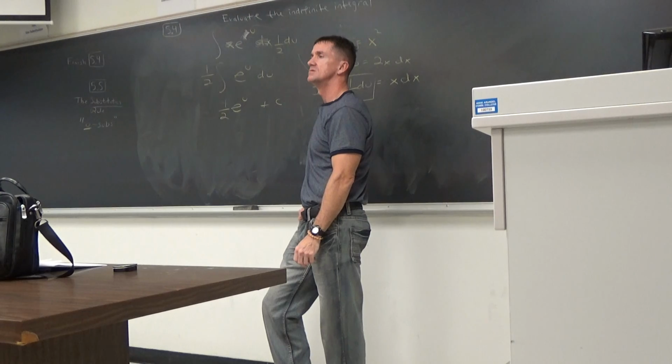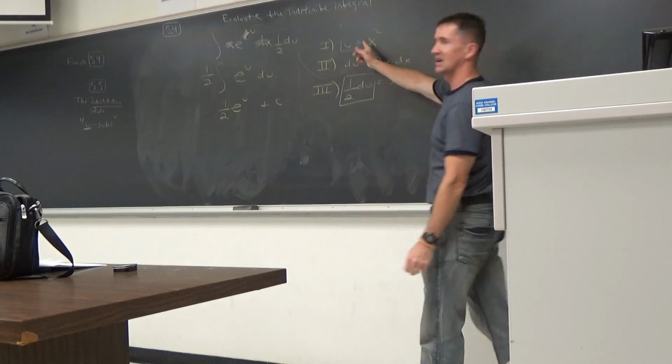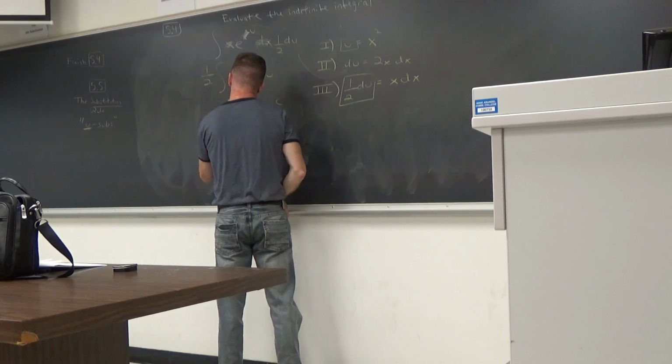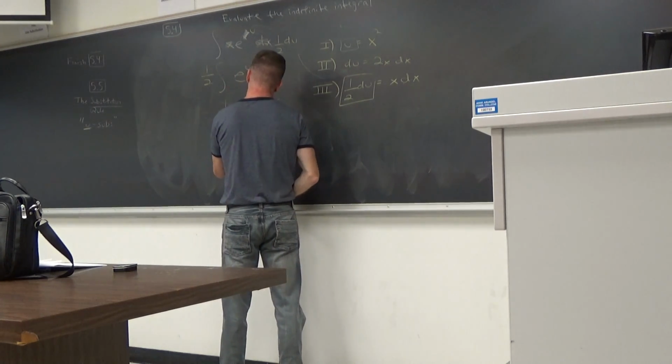What was u? Just gotta go back and look. U is x squared, so you get 1/2 e to the x squared plus c.